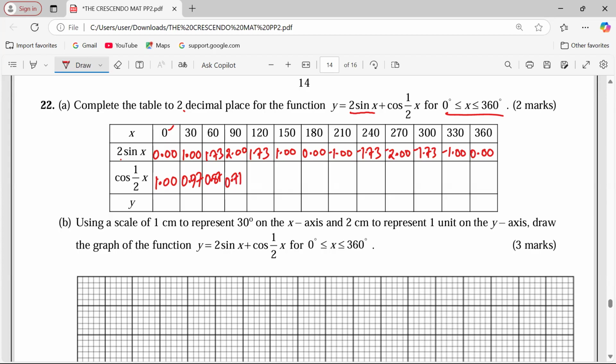Cosine of half of 120 is 60. So cos 60 should be 0.5, so we write it as 0.50. Then cosine of 75, that is half of 150, 0.26. Then the cosine of 90, the half of 180, which is 0.00. The cosine of 105, half of 210, that will be negative 0.26. Then half of 240 is 120. So cos 120 will give us negative 0.50. Then the half of 270, which is 135. So we need cos 135, which is going to be negative 0.71.